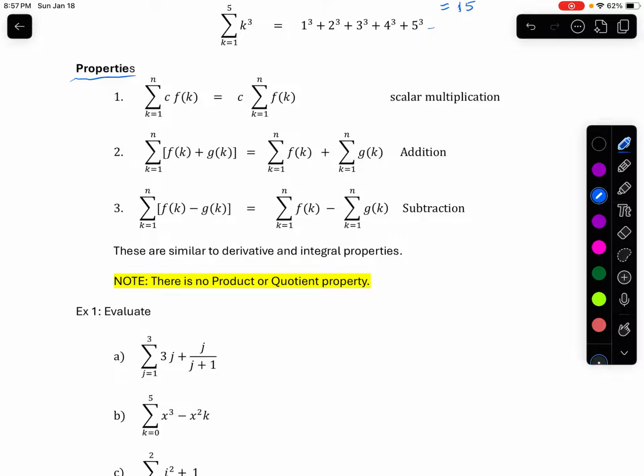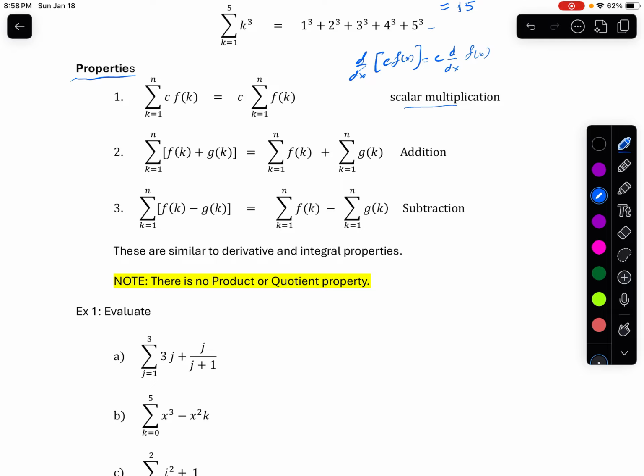Now if you recall, with the derivatives we had a similar property which said d by dx of c times f of x will be equal to c times d by dx of f of x. So see, this is a similar property. We call this type of property scalar multiplication.